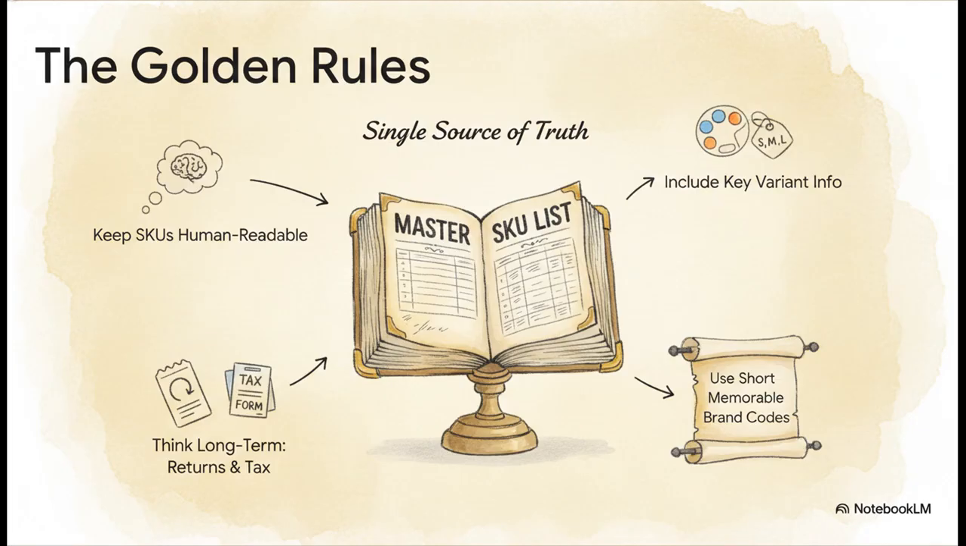But listen, if you only remember one thing from all of this, make it this last one. You absolutely must maintain a master SKU list. A simple spreadsheet is fine. This is your single source of truth, the command center for your entire product catalog. Seriously, don't skip this step.